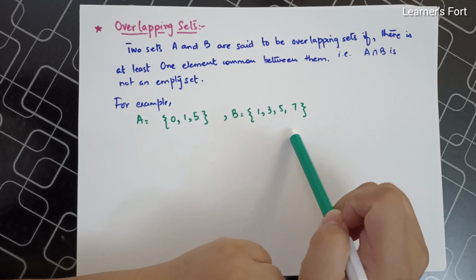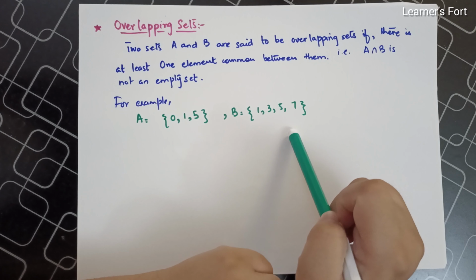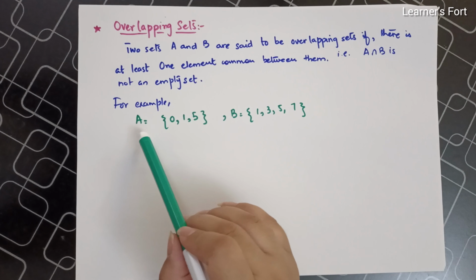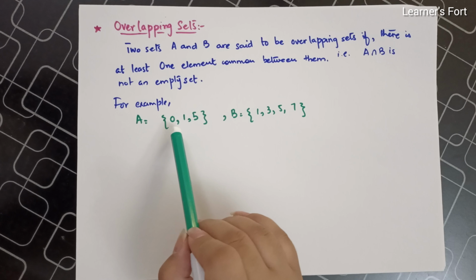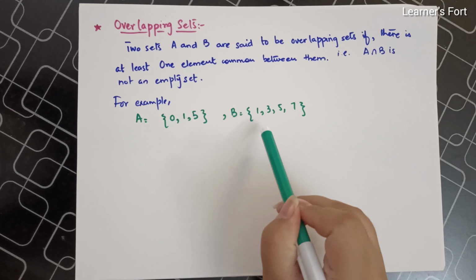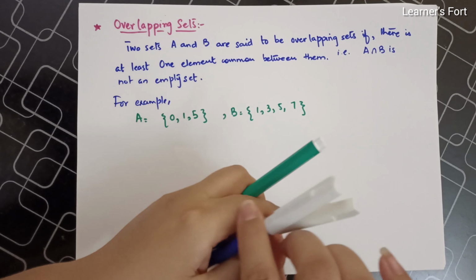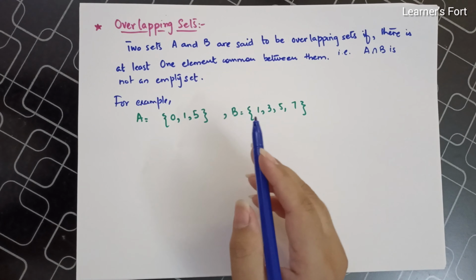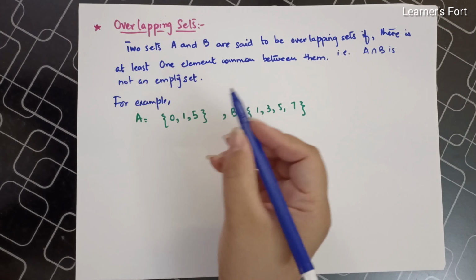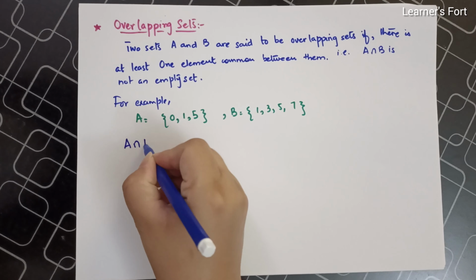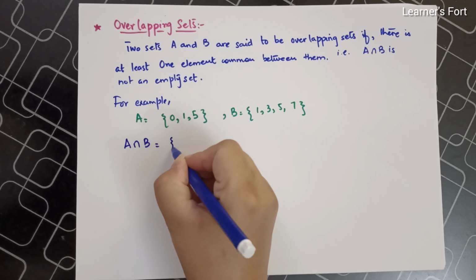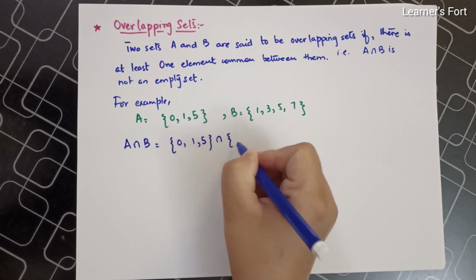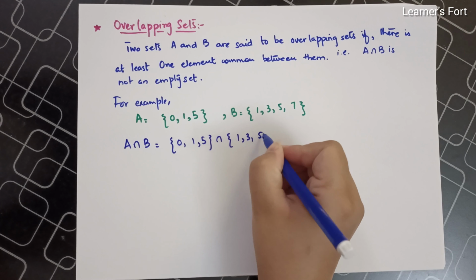Now let's have a look at an example. This will help you understand the topic better. For example, set A is {0, 1, 5}, set B is {1, 3, 5, 7}. Now, if somebody asks you to prove whether they are disjoint sets or overlapping sets, you simply take the intersection of both the sets: {0, 1, 5} intersection {1, 3, 5, 7}.